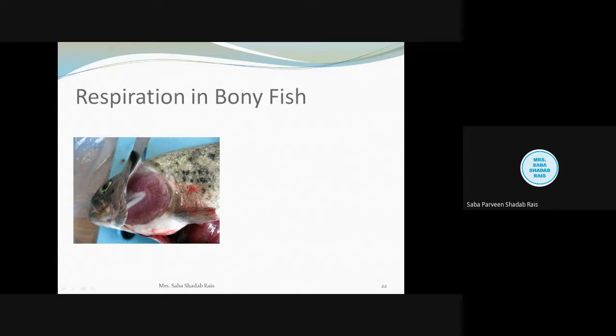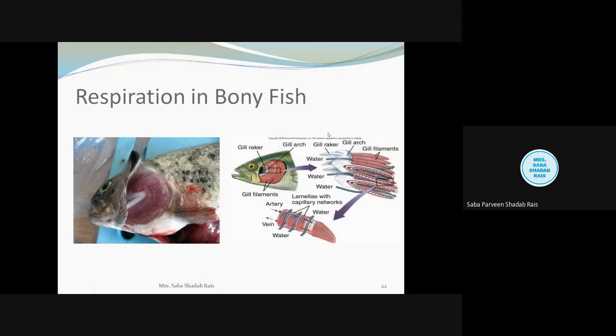This operculum prevents the water from unnecessarily moving out. It is a trapdoor-like structure. It not only acts as a covering, it also acts as a pump. Now, in the general anatomy inside, if the operculum is removed, you will observe the gill arches. Over the gill arches, you will have the gill rakers. And these gill rakers have the gill filaments attached.